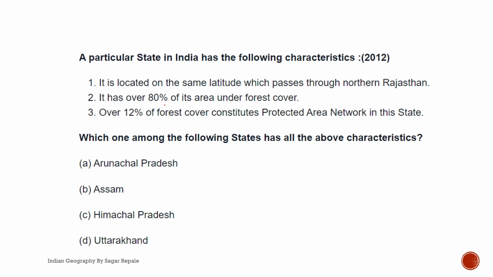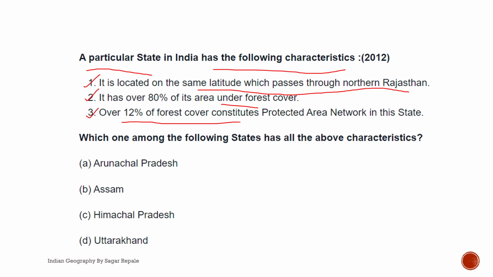Arunachal Pradesh. Next, they have given a brief description of a state and they have asked you to identify the state. Let's read the description. A particular state in India has the following characteristics. First statement, it is located on the same latitude which passes through the northern Rajasthan. Then second, it has over 80% of its area under forest cover. And third statement, over 12% of the forest cover constitutes the protected area network in the state.